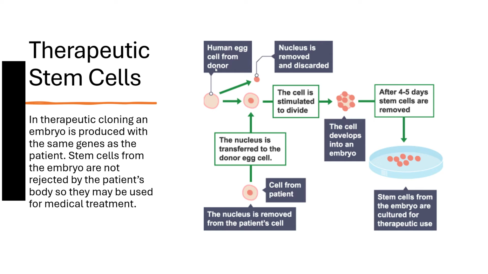Well, they take a human egg from a donor, so it's an unfertilized egg, and they get rid of that nucleus from the egg, and they transfer the nucleus from the patient. So it has the full set of chromosomes, and the nucleus is removed from the patient's cells. Then the cell is stimulated to divide, and the cell then develops into an embryo.